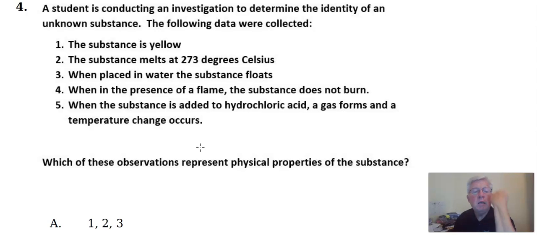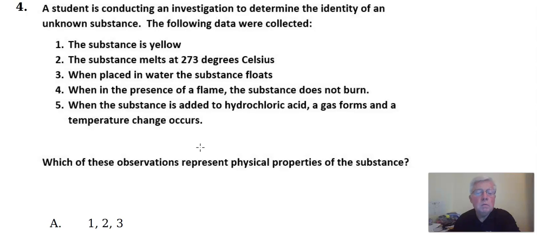Now, let me go back to number one. Yellow is a physical property. The fact that it melts at 273 degrees, that's a physical property. It's still the substance. When placed in water, the substance floats. That's testing its density. It means that if it floats, it has a density less than 1. When in the presence of a flame, the substance does not burn.